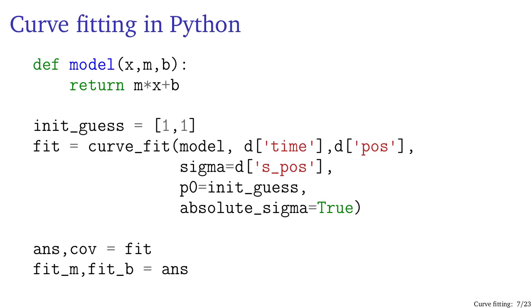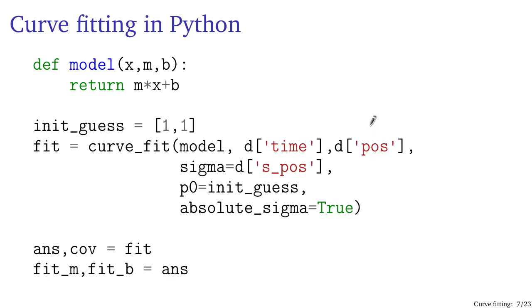Now, the actual act of fitting the curve is handled, perhaps unsurprisingly, by the curvefit function. This is in the scipy.optimize sub-package that must be imported first. But what curvefit does is fit your model to your data. So what does it need to do that? First of all, curvefit needs your model. It needs your data, which in this case I'm assuming is stored in a pandas data frame named d as the time and position columns. You give it the independent variable first, and then the dependent variable second.